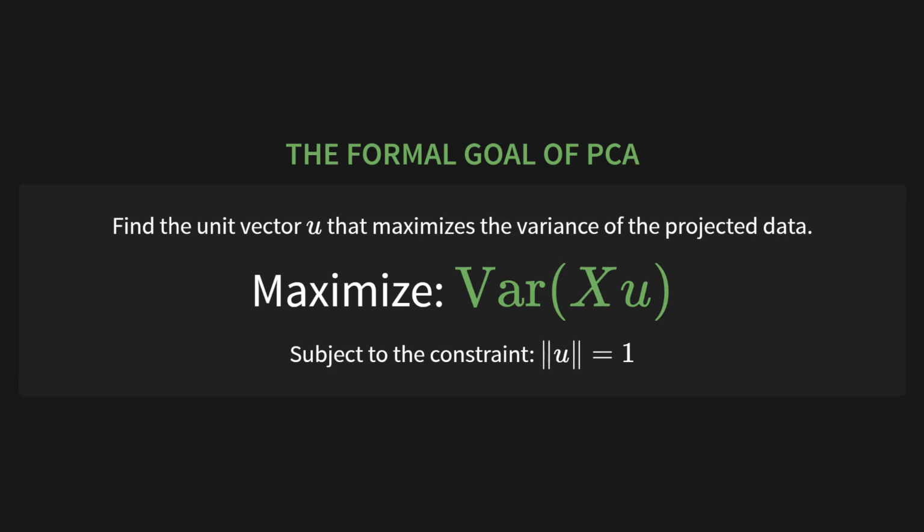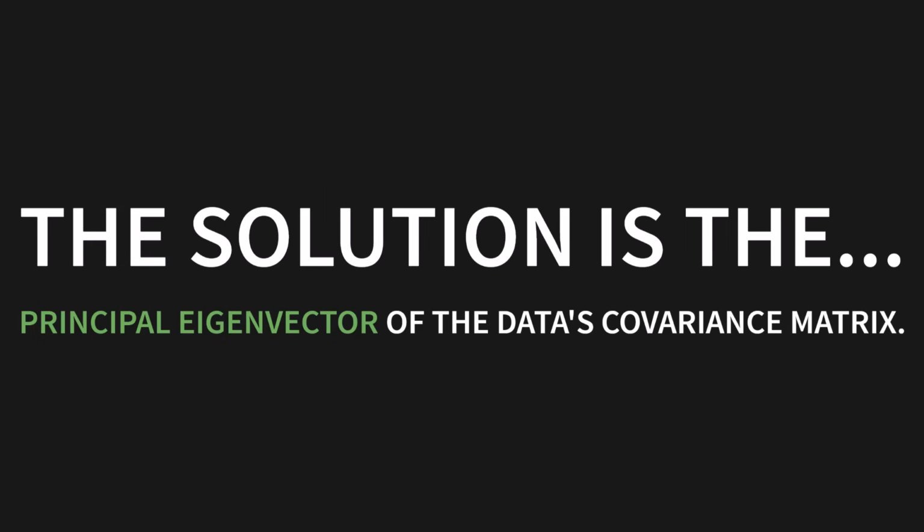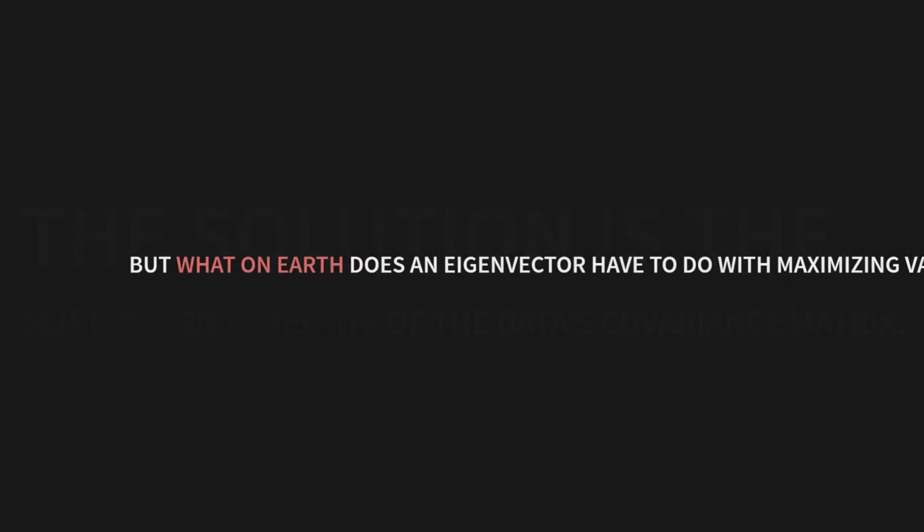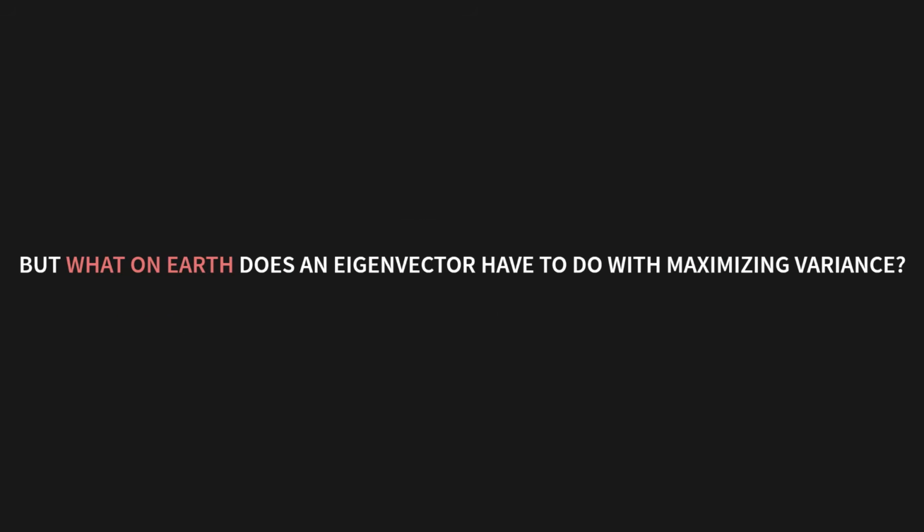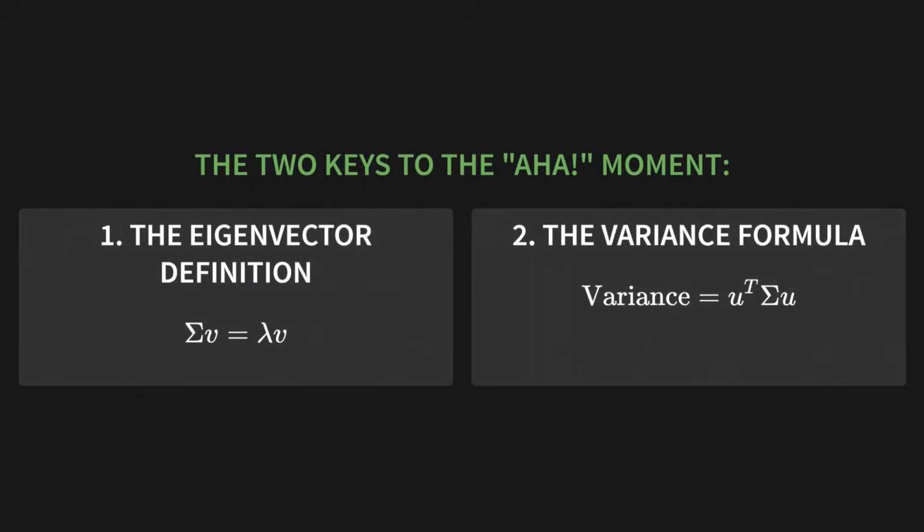Now, this looks complicated, but the solution is one of the most elegant results in all of linear algebra. The solution is the principal eigenvector of the data's covariance matrix. But what on earth does an eigenvector have to do with maximizing variance? That probably feels like it came out of nowhere. Let's connect the dots. This is the aha moment. There are two keys to unlocking this.